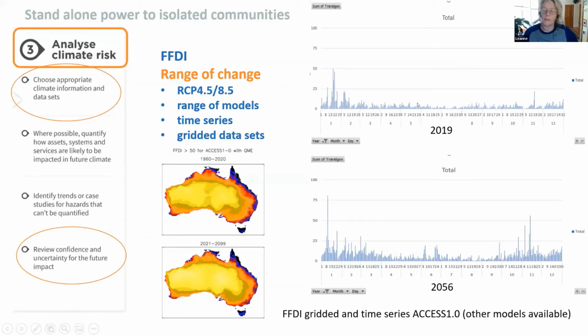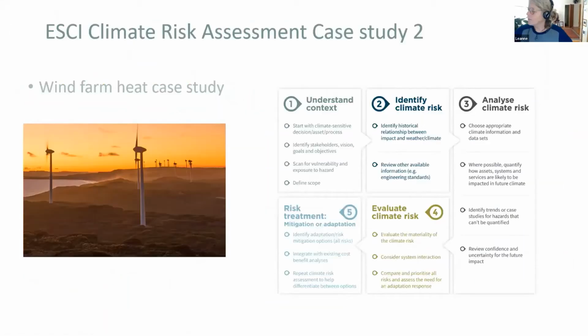So what we can do in future is look at these different time series of forest fire danger index. We can also look at gridded data sets showing different levels. This is forest fire danger index of greater than 50 across Australia to sort of show us where some of the most changes might be taking place. I was not involved in this particular case study, but it certainly goes through the same steps that we're encouraging anyone that is undertaking a risk assessment. The same steps were taken in this particular case study, the wind farm heat case study. Okay.